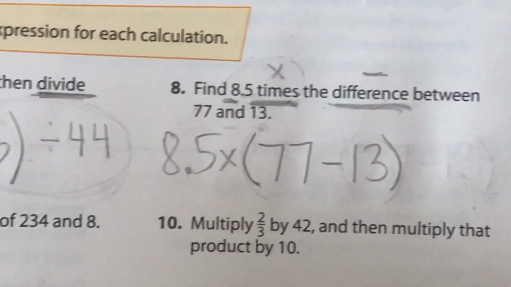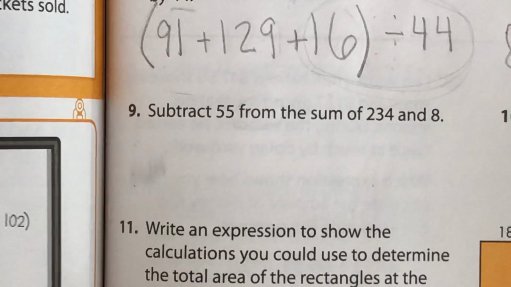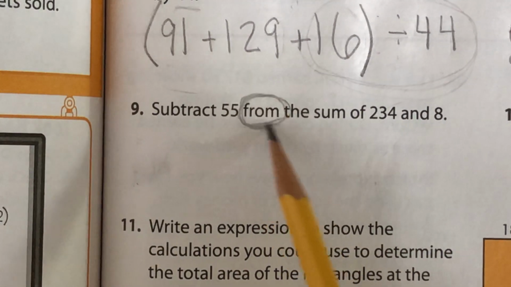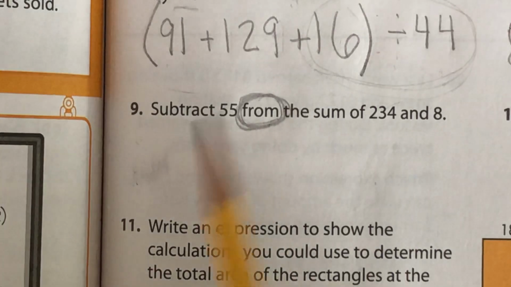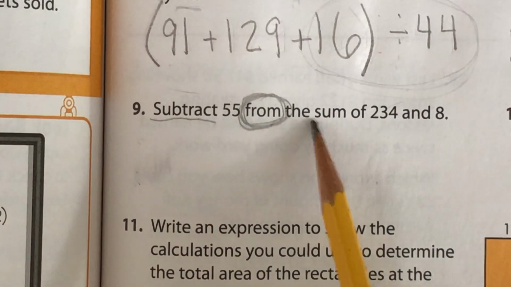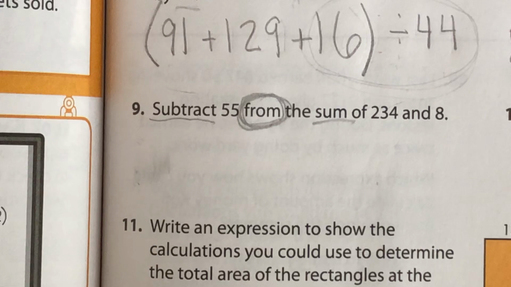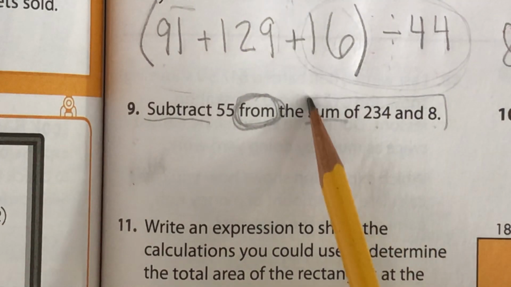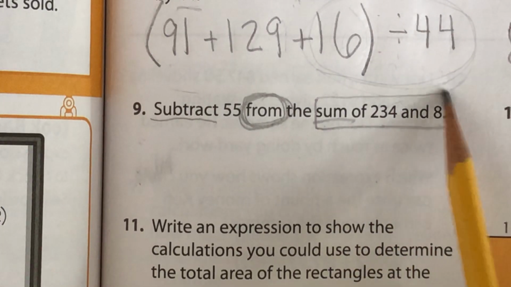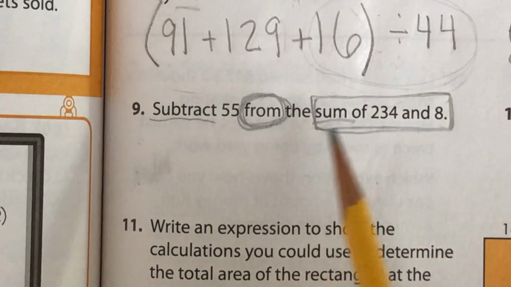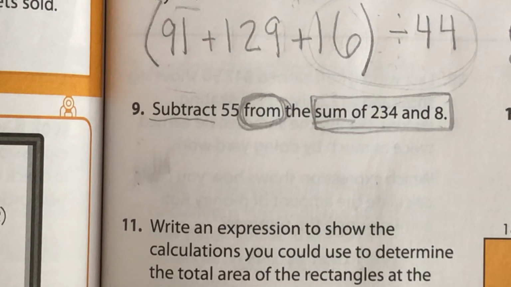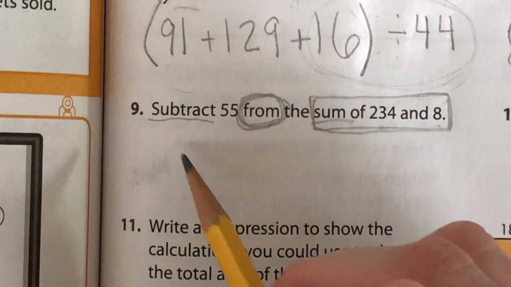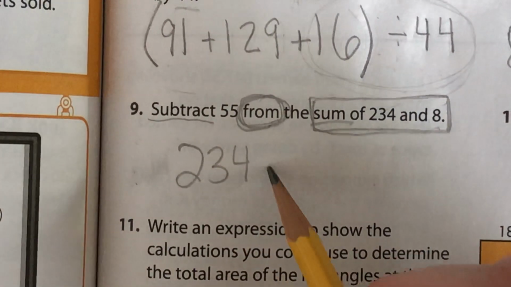All right, so let's look at this next one, number 9. Ooh, number 9 has that tricky word from. Okay, so I see subtract and I see sum. Okay, so sum of 234 and 8. All right, well, that's what I am doing with those two, 234 and 8. Now, sum stands for addition. So I'm going to add 234 plus 8.